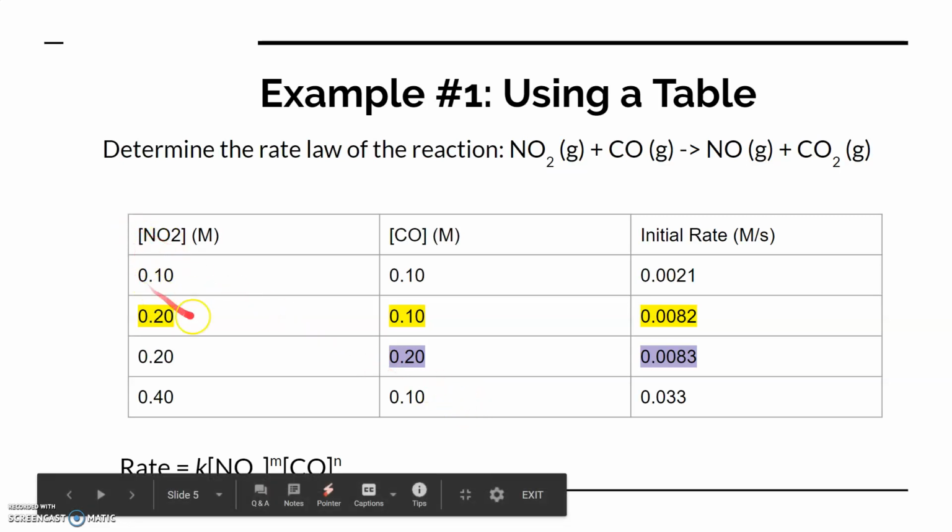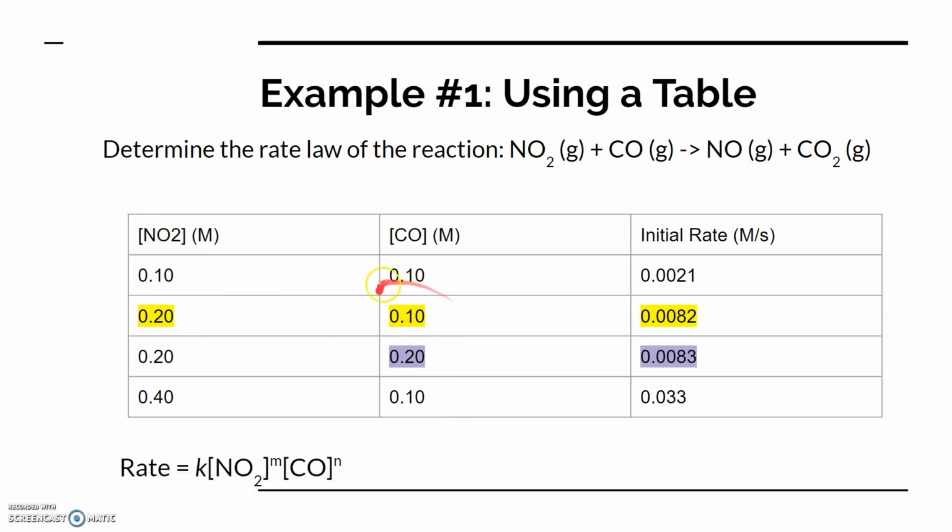Look at trials 1 and 2, these two right over here. The concentration of CO stays constant, while the concentration of NO2 doubles. Because of this change, the rate quadruples. This relationship shows us that the reaction order with respect to NO2 is second order.